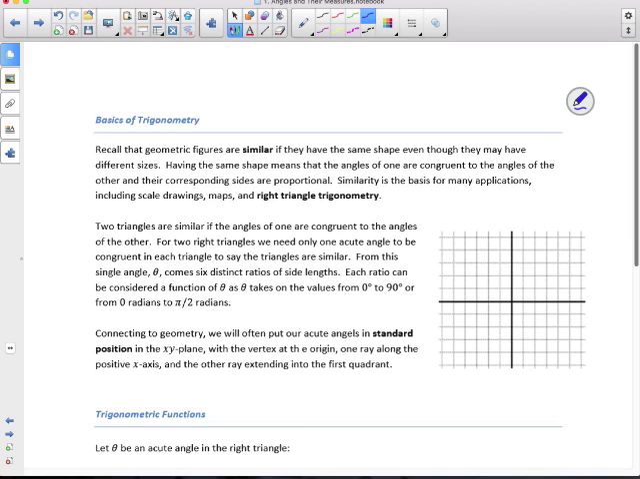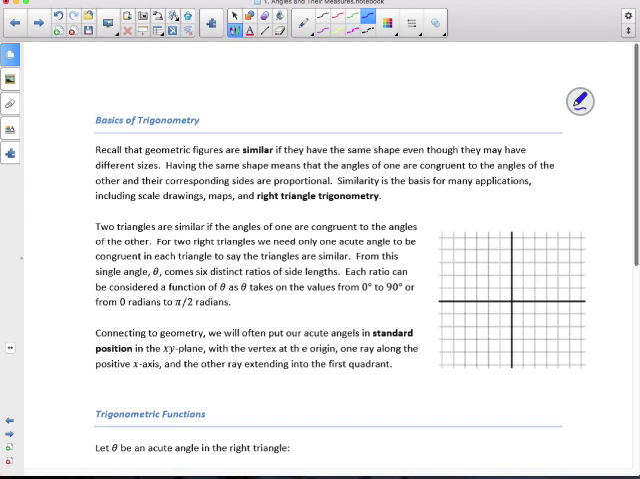And that is the basis for all right triangle trig. And since we know we're dealing with right triangles right now, we really only need to know that one of the other two remaining angles is the same in our two different triangles that we might work with, because we automatically know the third one then, because we know that triangles add up to 180 degrees. Okay?